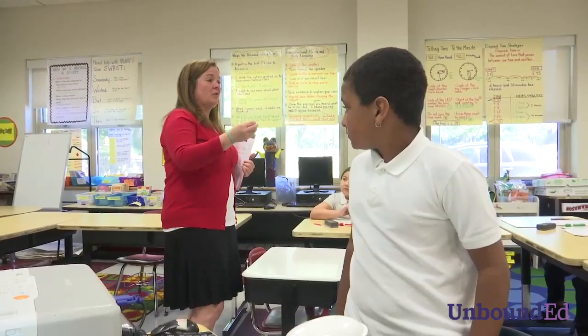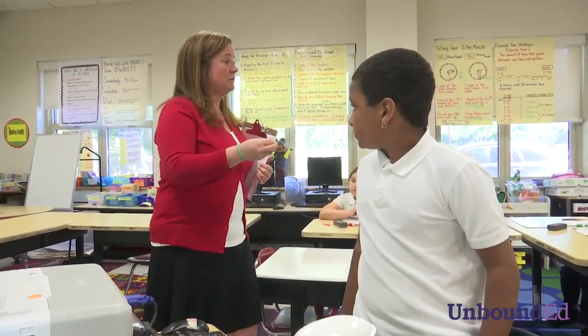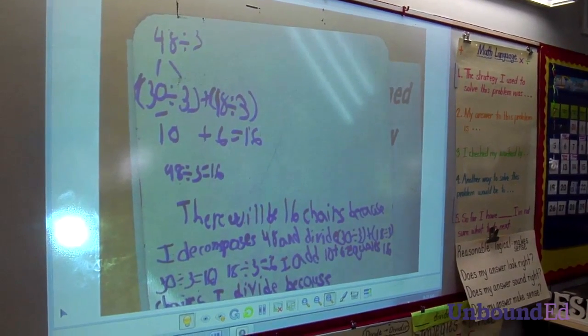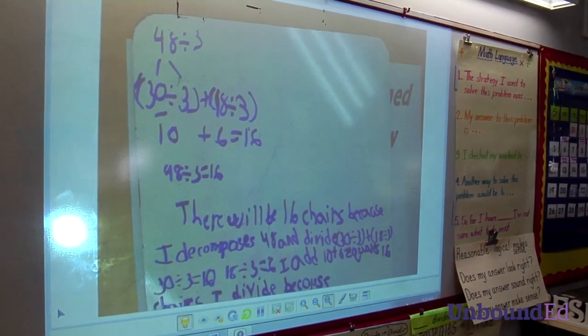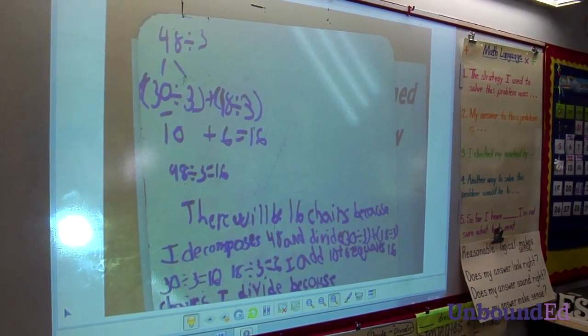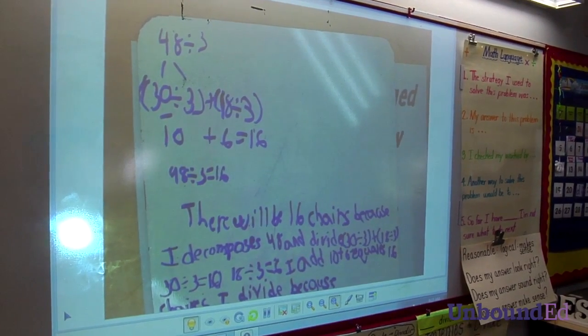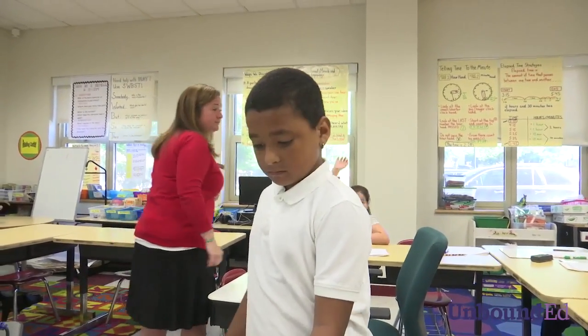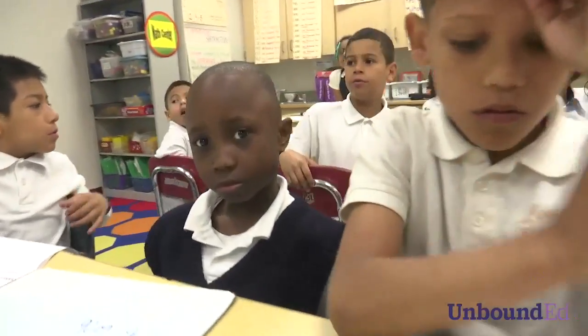We're either dividing to find the number of groups, or we're dividing to find the number in each group, or the size of the group. Why were we dividing in this problem? What does this divisor, what does the 3 in this problem represent? What does the 3, Jeremiah? The 3 in this problem, it represents the number of groups.